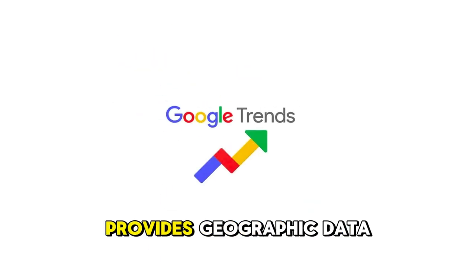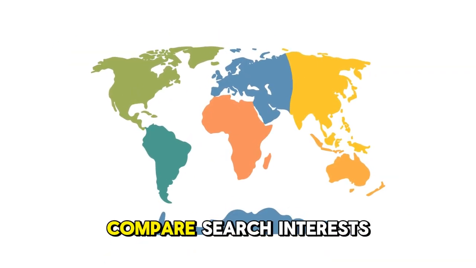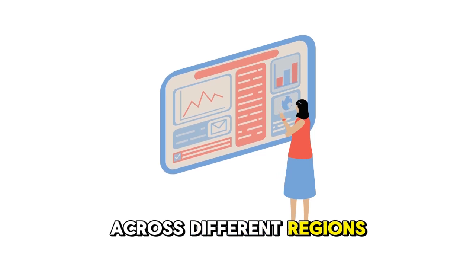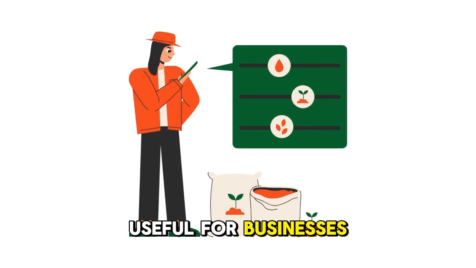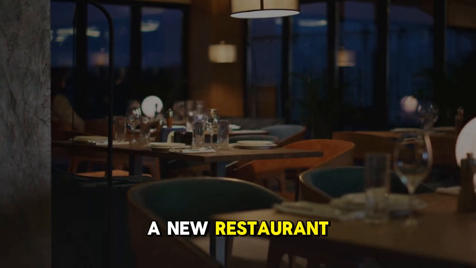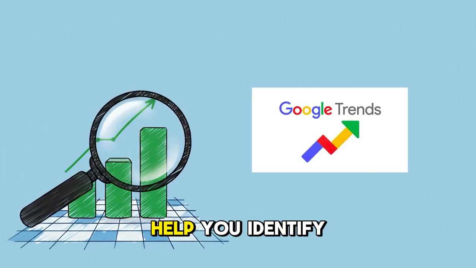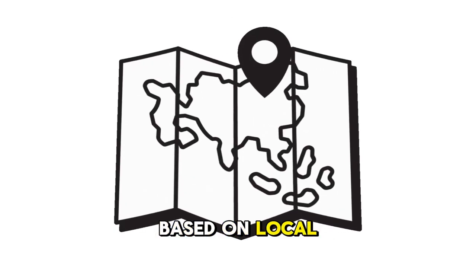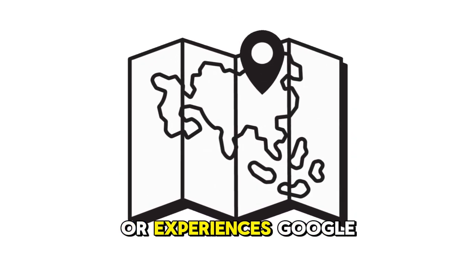Google Trends also provides geographic data, allowing you to compare search interest across different regions. This is particularly useful for businesses looking to expand into new markets or tailor their offerings to specific locations. For example, if you're launching a new restaurant concept, Google Trends can help you identify the best locations based on local demand for similar types of food or experiences.